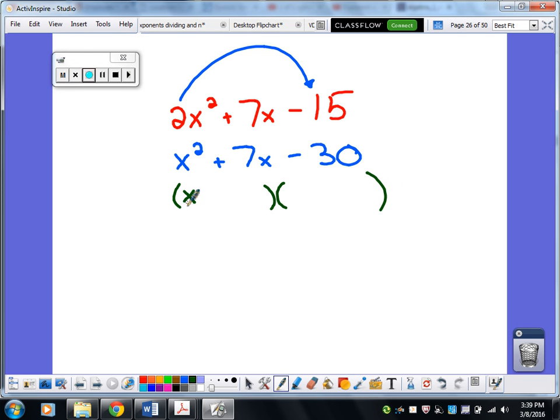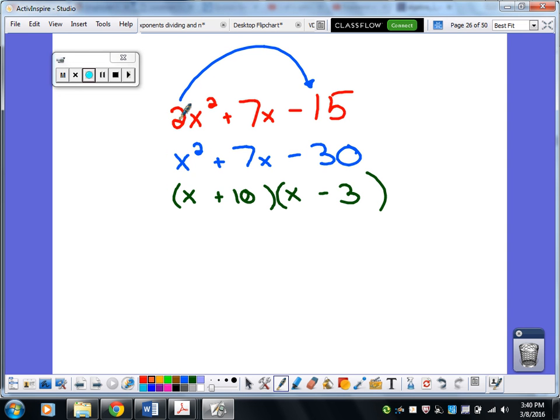So it's x times x is x squared. What two numbers multiply together to give you negative 30 and add together to give you positive 7? Well, the answer to that is going to be positive 10 and negative 3. Now, if I was doing regular factoring, I would be done. However, I'm not doing slide factoring.